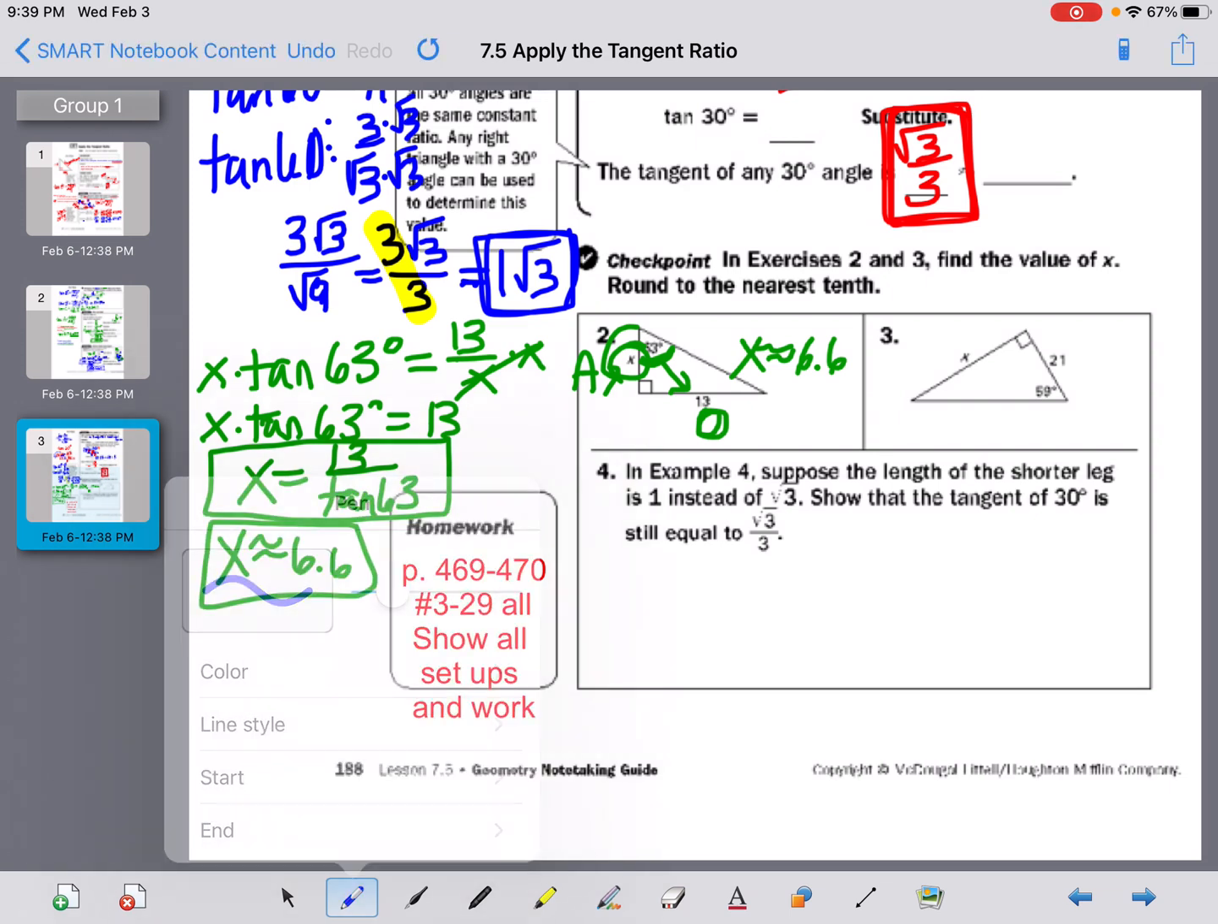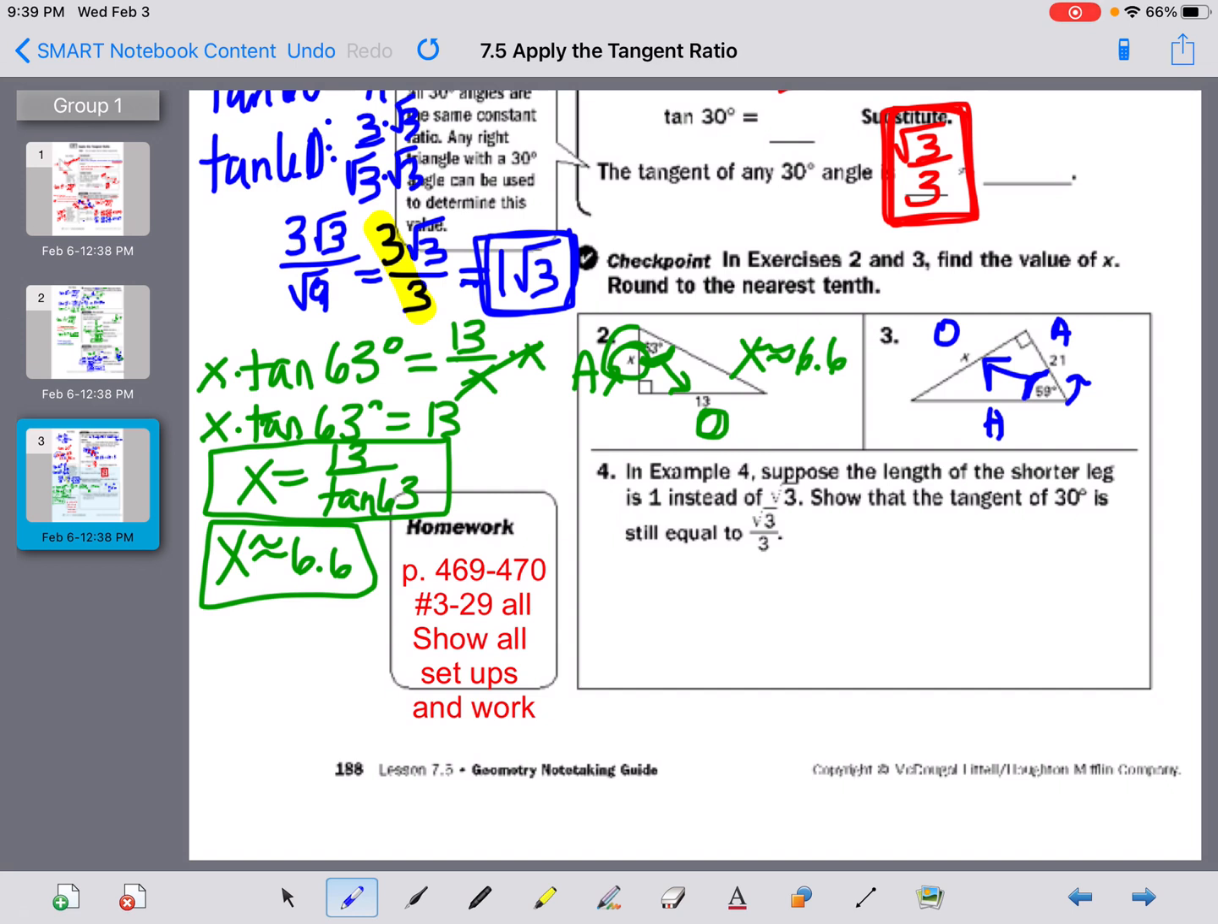Same idea. Let's look at number 3. I want to solve for x. Well, where's x at? Well, it's across from this 59-degree angle. It's opposite the 59. By the way, the hypotenuse is down here in the bottom. And then closest to this is the adjacent, which is 21. Your hypotenuse never changes, but your opposite and adjacent will switch depending on the angle you're going from, okay?